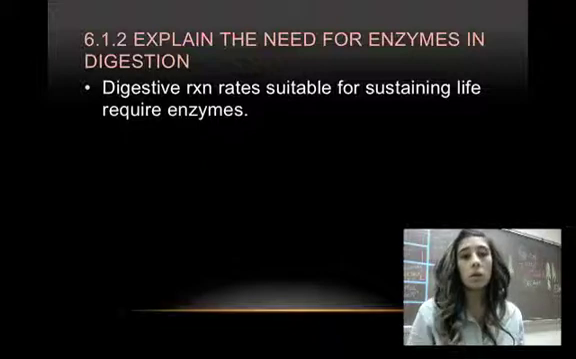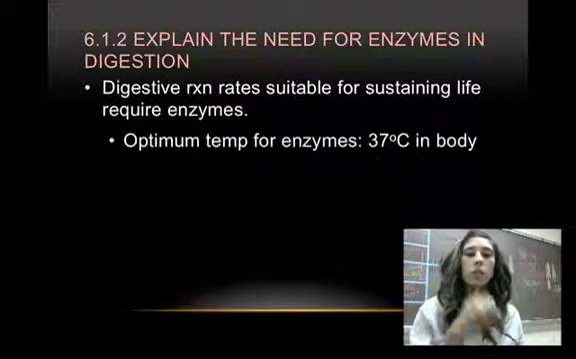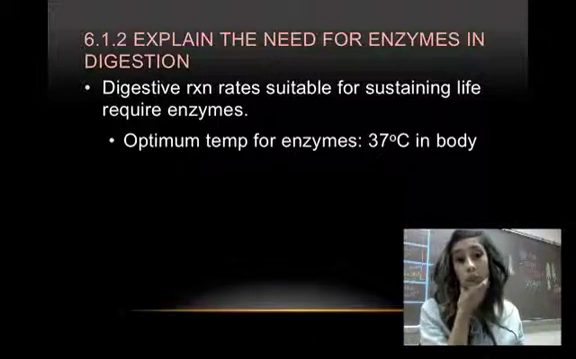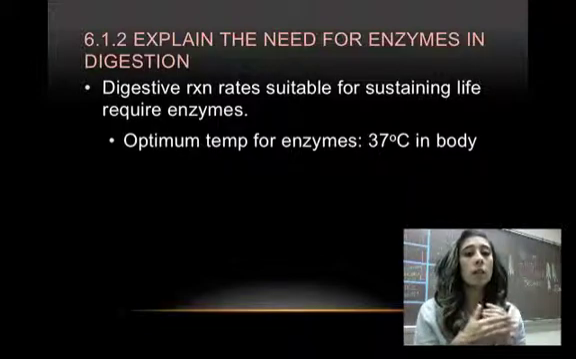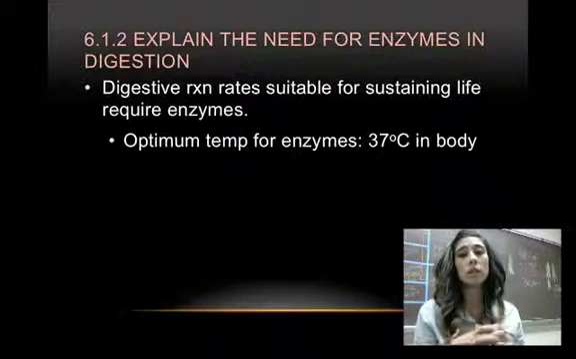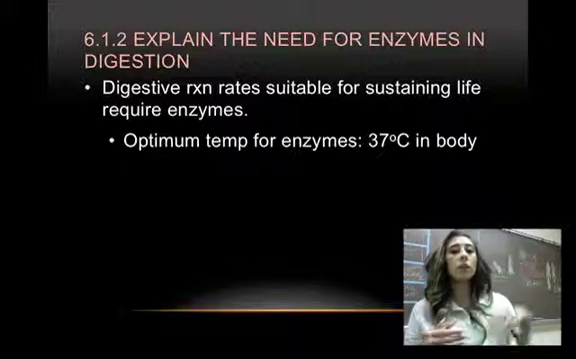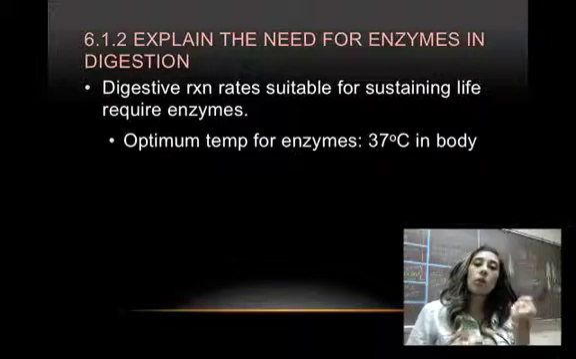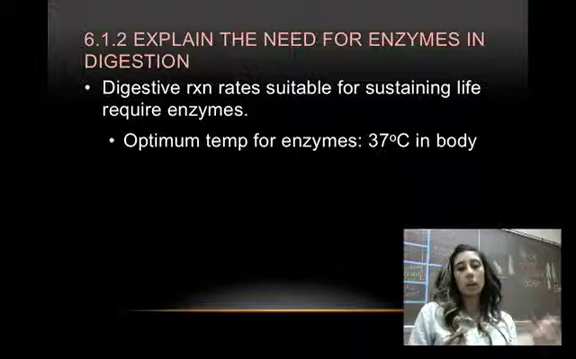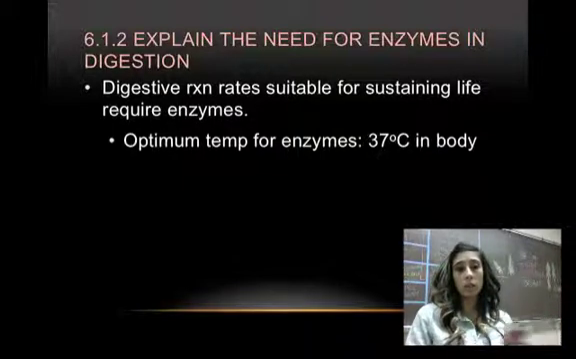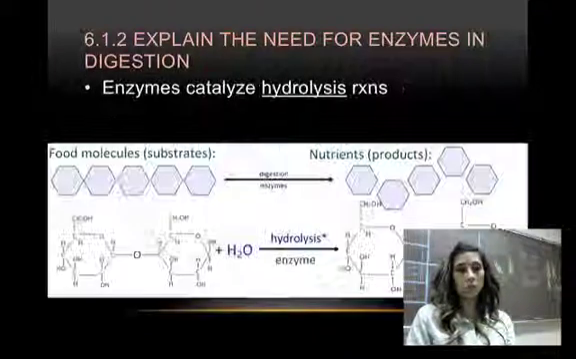Within the body, we have our body temperature, which is about 37 degrees Celsius if you're not sick, and our digestive reaction rates are suitable for sustaining life for these required enzymes. So these enzymes can work at the body temperature without the need for raising the body temperature. So by utilizing enzymes at our body temperature, we can see chemical reactions take place at a faster rate. We don't have to raise the temperature at all.